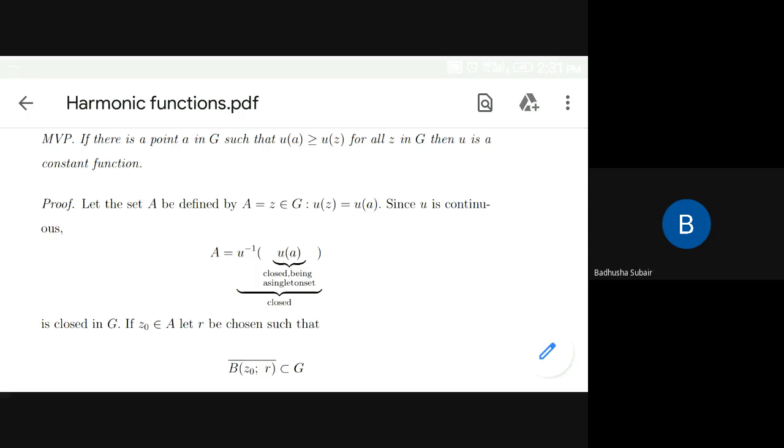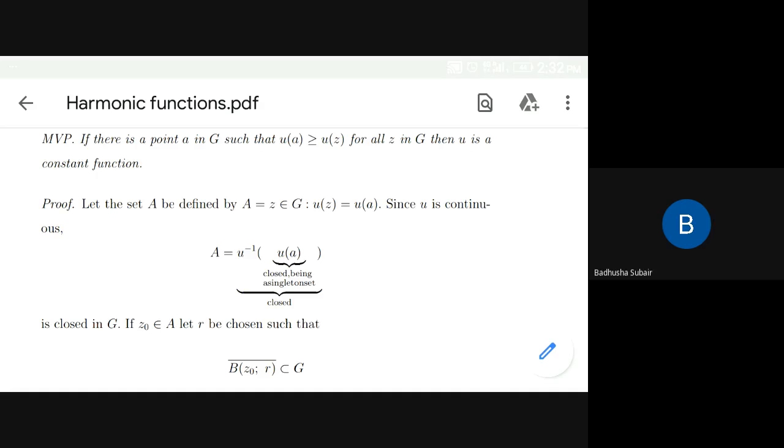For that, we take the set A equal to the set of all Z belongs to G such that U of Z equals U of A. First, we prove that A is closed. Here, A can be written as the set of all Z belongs to G such that Z is in U inverse of the singleton set {U of A}. Here, this U of A means it is a constant in R since U is defined from G to R. Okay, therefore, U of A is a real number and it is closed, and also U is a continuous function. It is given. Therefore, since the singleton {U of A} is closed, U inverse of {U of A} is closed in G.